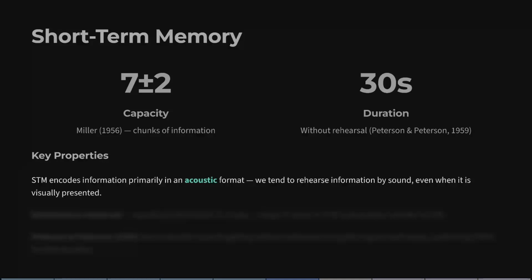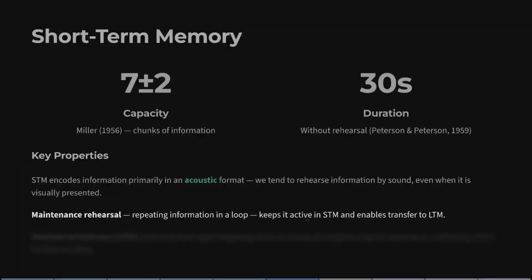Evidence of acoustic coding in short-term memory comes from research showing that people make more errors when trying to remember acoustically similar items, words that sound alike, than visually similar ones. If short-term memory were visual, the reverse would be true.